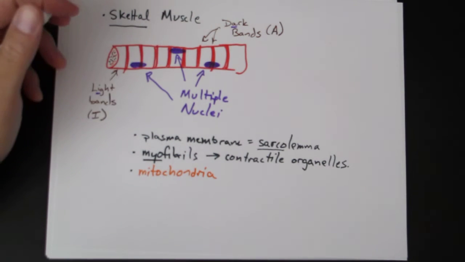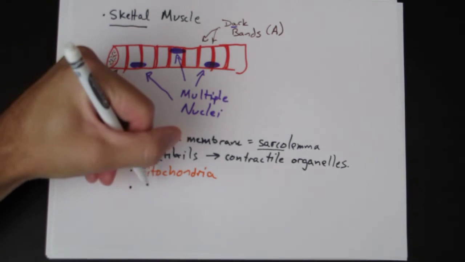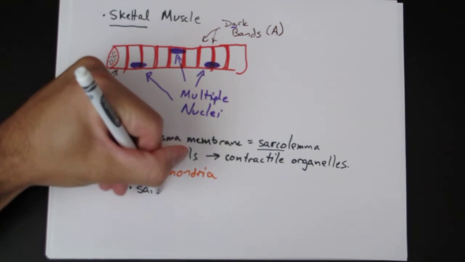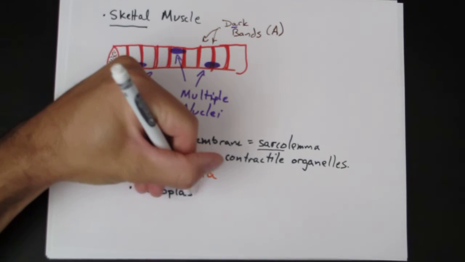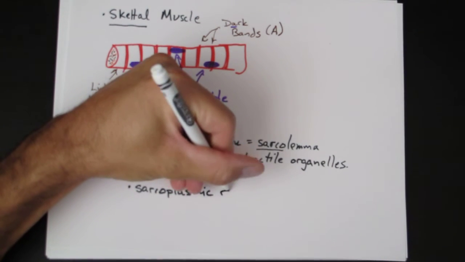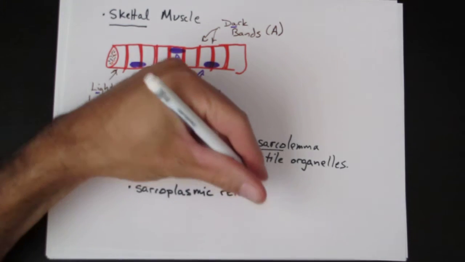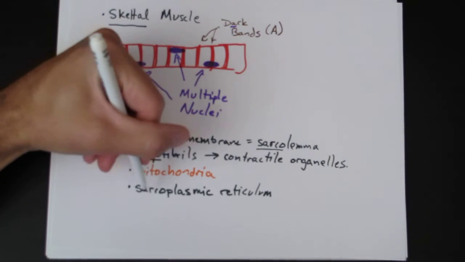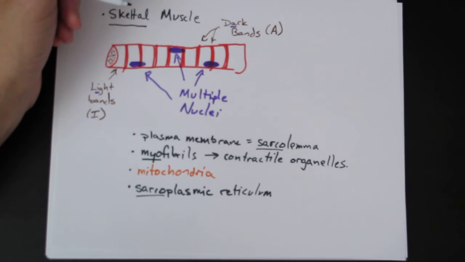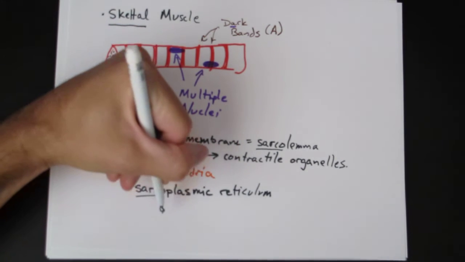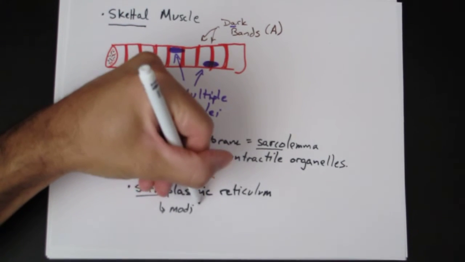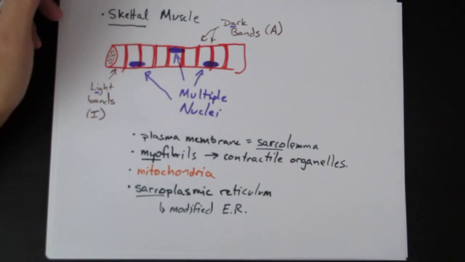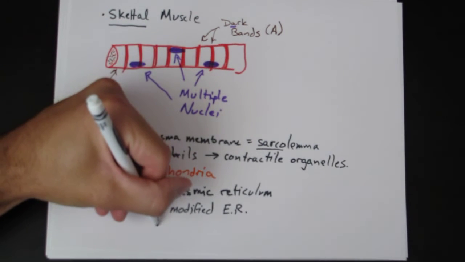Right? There's a couple of other organelles that we're going to be talking about as we move through this discussion. I'm not going to try to draw them on here, mostly for the sake of clarity, but another organelle that we're going to be really interested in is something called the sarcoplasmic reticulum. We'll draw it when the time comes. Again, we see that prefix sarco, but this is a modified endoplasmic reticulum, and its job is to store calcium.